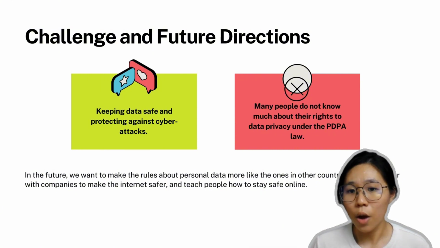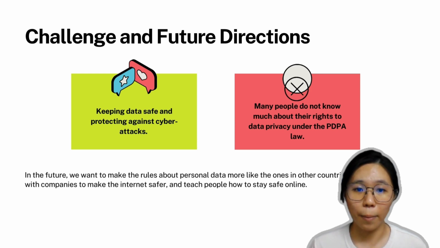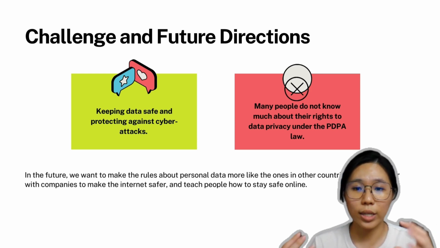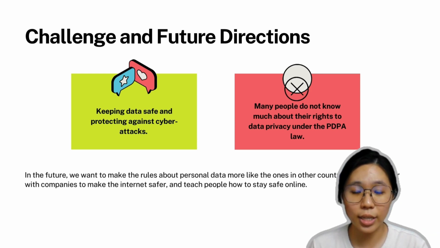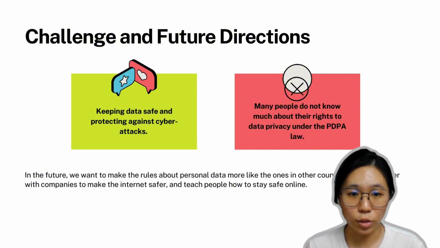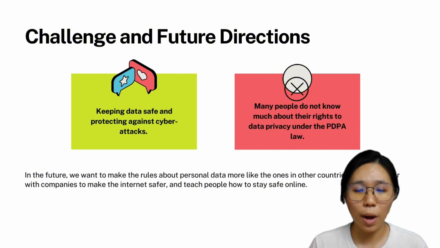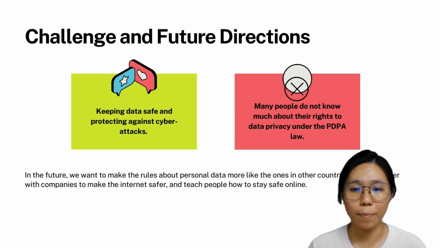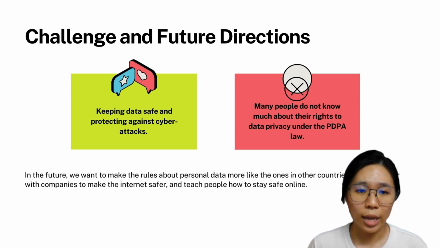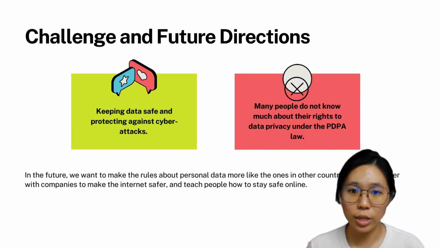In the future, we want to make the rules about personal data more like those in other countries, work together with companies to make the internet safer, and teach people how to stay safe online. Solving these problems will make ICT privacy stronger and keep personal information safer in Malaysia.